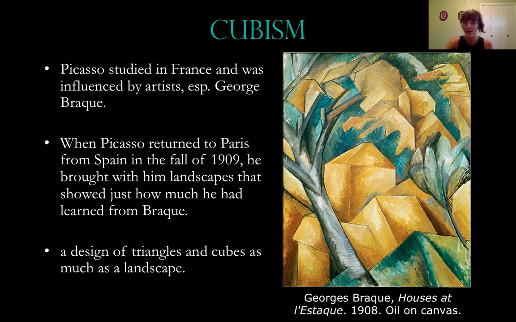When Picasso returned to Paris from Spain in the fall of 1909, he brought with him landscapes that showed just how much Braque had influenced him. So here's one of Braque's works. You see that the designs become shapes, right? If you look closely, you can see it's supposed to be houses and trees. It's still figural, but it's abstracted. It's not realistic anymore. All of the real stuff that you see here has been basically turned into its most geometric shapes, triangles, cubes, like you see here.